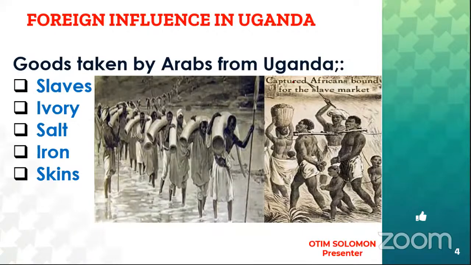Now we are going to look at those two terms that I have just mentioned, slavery and slave trade. Okay, and we shall look at that in its detail. So these are the items that were taken from Uganda. They looked to be very few, but they were very precious. Very few, but very precious, very expensive. Okay, so let us continue.